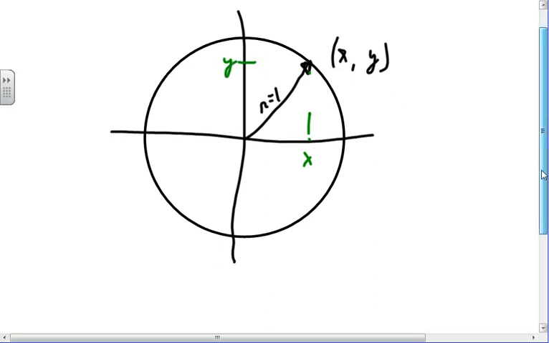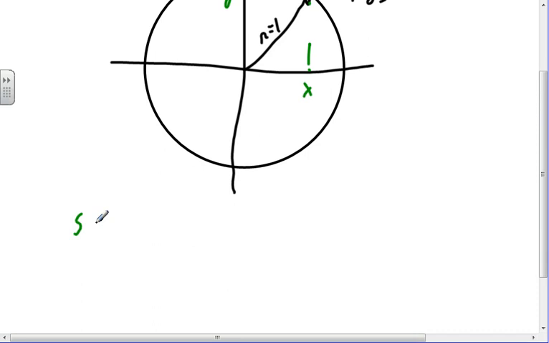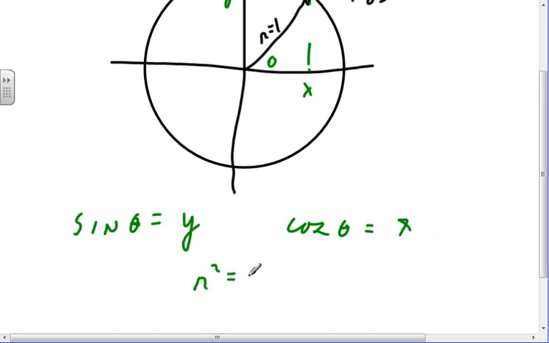What's the sine again? The sine of theta is y. Because r is 1, why would I want to write it down? I've got a unit circle. And what's the cosine of theta? It's going to be x. And r squared is equal to x squared plus y squared.